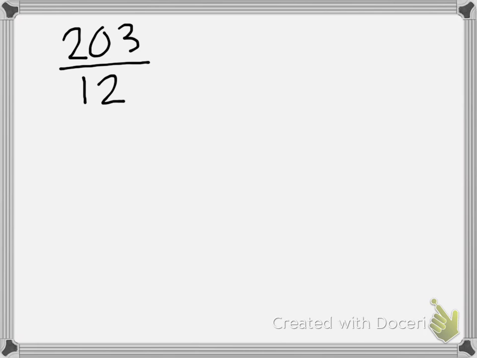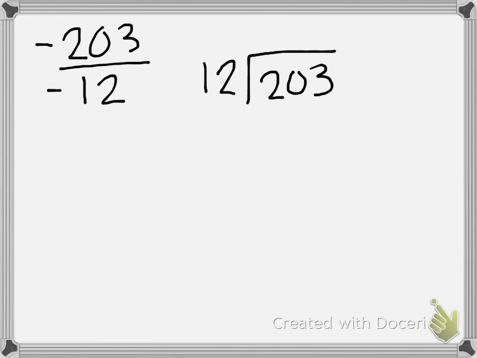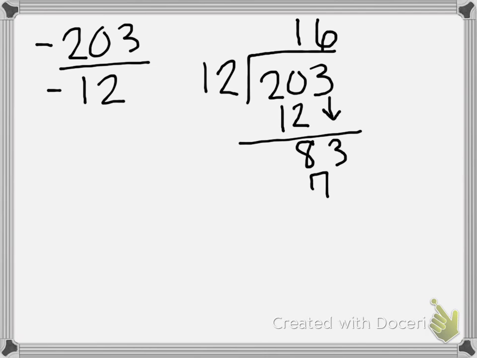So to do this, I divide my numerator by my denominator. So I'm going to take 203 divided by 12. 12 goes into 20 once. 12 times 1 equals 12. 20 minus 12 equals 8. Drop down my 3. 12 goes into 83 6 times. 12 times 6 equals 72. I subtract again. 3 minus 2 is 1. 8 minus 7 is 1.